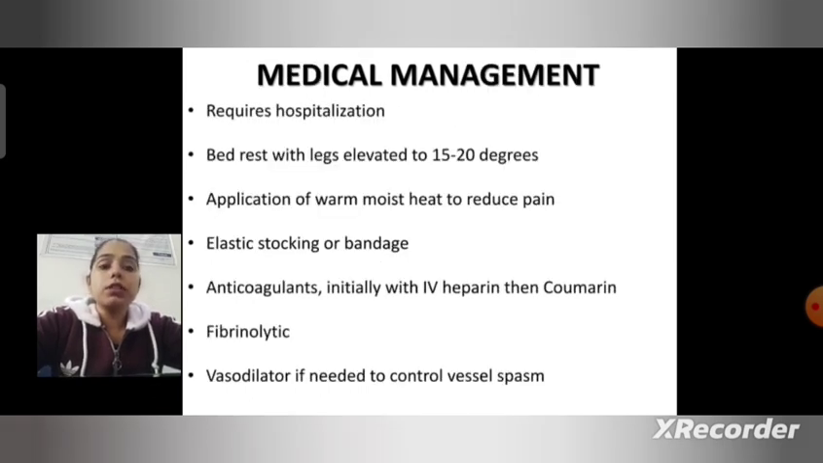Medical management. It requires hospitalization, bed rest with leg elevated to 15 to 20 degrees. Application of warm, moist heat to reduce pain, elastic stocking or bandage, anticoagulants initially with IV heparin, then coumarin, fibrinolytics, vasodilator if needed to control vessel spasm.